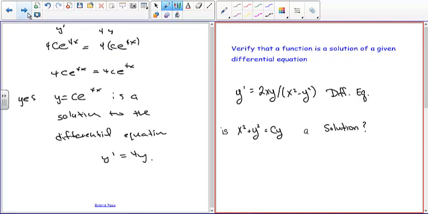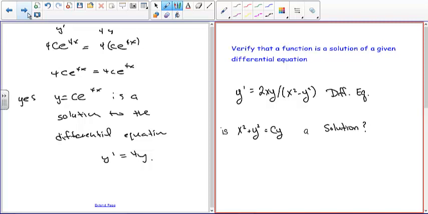So here's another example. The differential equation is y prime equals 2xy divided by x squared minus y squared. Is x squared plus y squared equal to c times y a solution to the differential equation? It's not an explicit solution. We haven't solved y as a function of x, so I don't know what that thing looks like. It might be a hyperbola, a parabola, or an ellipse. They're not asking for that. They just want to know whether this is a solution of that equation.